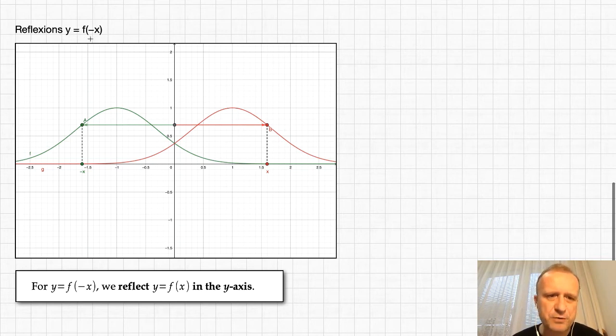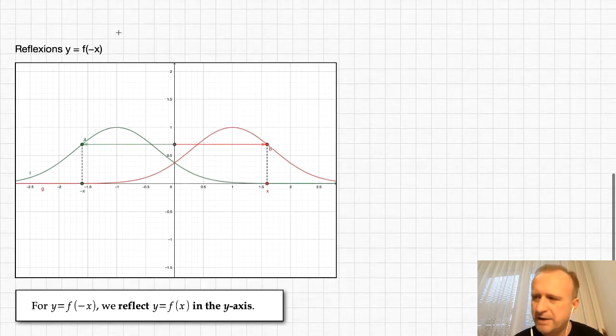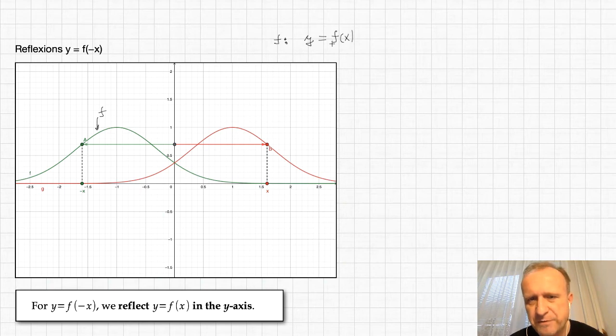So this has to do with another reflection, in the y or vertical axis. Let us explain. So again, function f is this green function, and it is given by the following assignment. You assign the value y to the value of x using some arbitrary formula. So y is f of x. F is some formula, whatever you can do with x, calculate it like this.